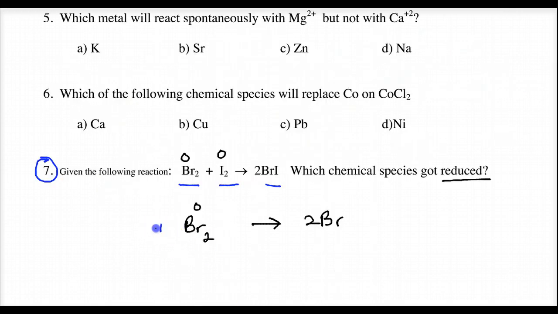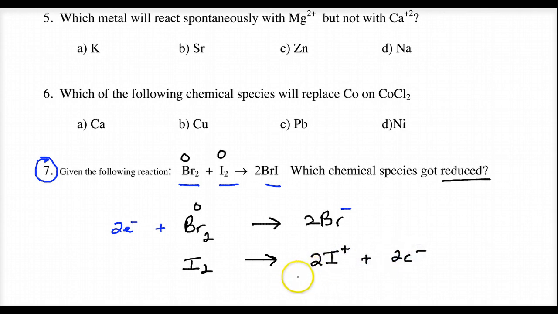So this gains 2 electrons, 1 for each Br, and this becomes 2 Br negative. And then, of course, I2 gets oxidized, which means it loses electrons. The only way that can work. So who got reduced was Br2, because it's better at getting reduced based on that table.